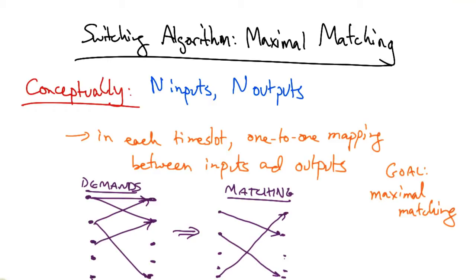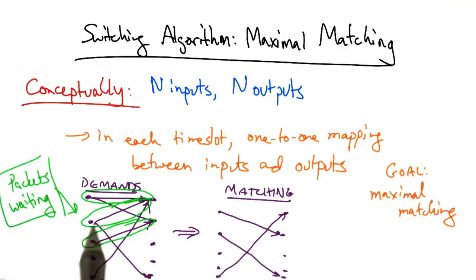Now, given demands for a particular time slot and the resulting matching, notice that certain demands were not satisfied. These packets that arrived at inputs must wait until the next time slot to be forwarded to the appropriate output port because they couldn't be matched in the same time slot as those shown here. Remember that there must be exactly a one-to-one matching between any inputs and outputs in a particular time slot.